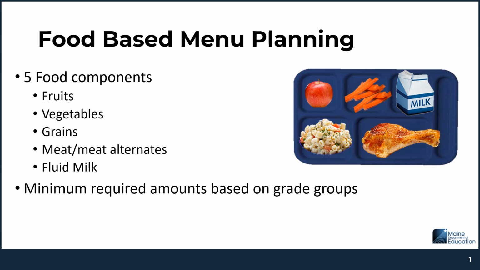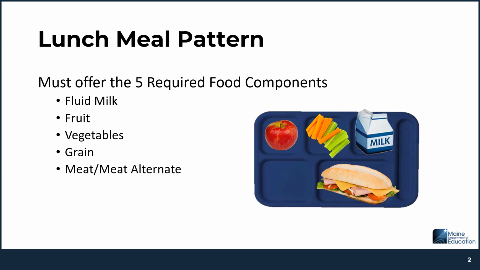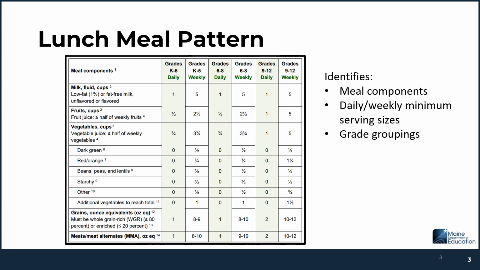Reimbursable meals allow a school to receive benefits, including reimbursement dollars for each meal served to a student, as well as USDA food entitlement dollars. The lunch meal pattern requires that all 5 food components be offered to students. The 5 food components must be offered in minimum serving sizes and quantities by day and week. The amounts offered vary by grade groups, K-5, 6-8, and 9-12. We'll go through each of these in this presentation.